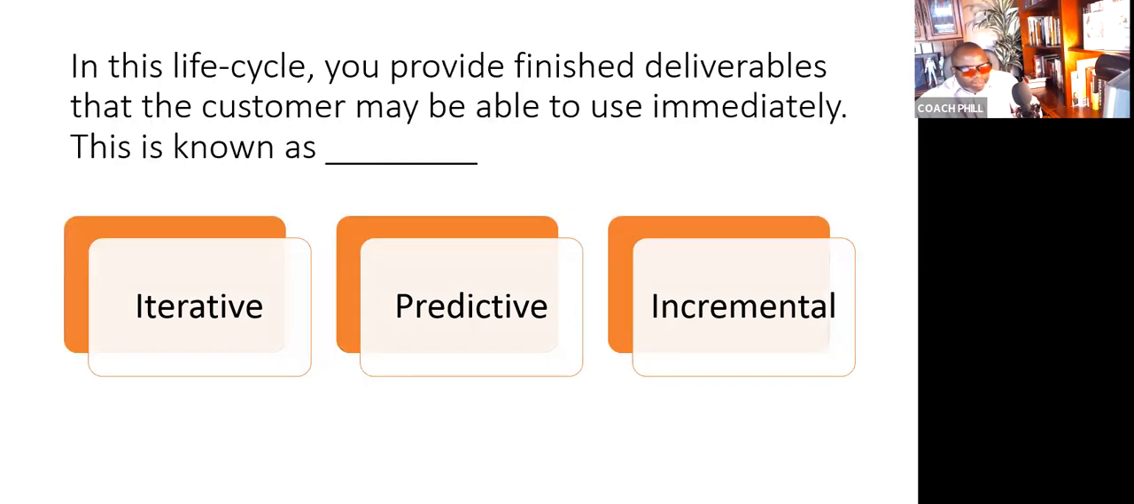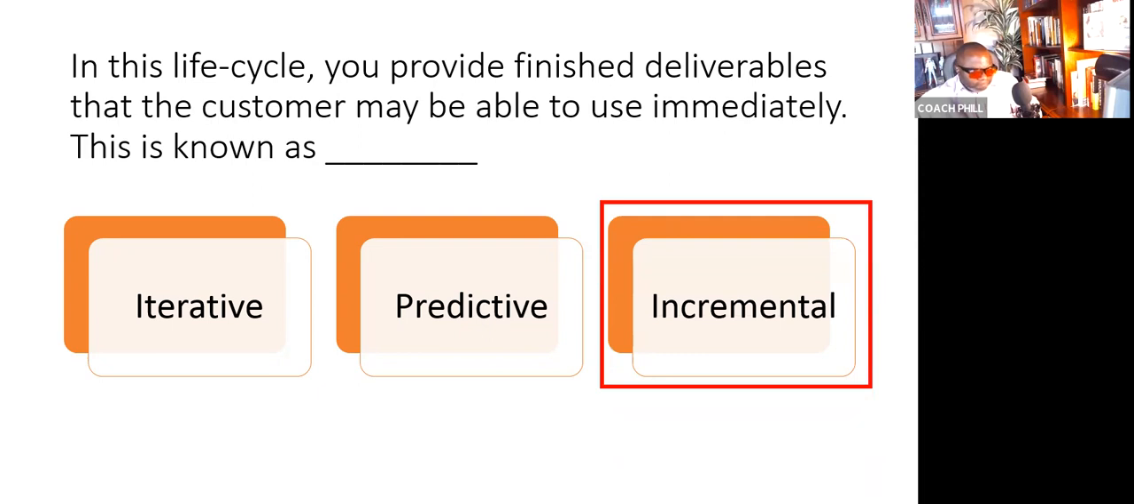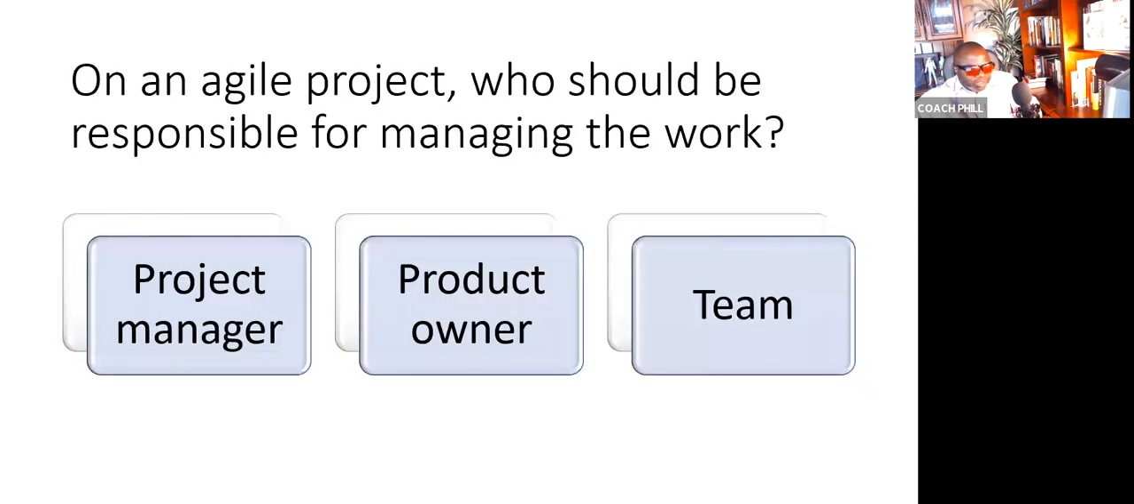Next question. In this life cycle, you provide finished deliverables that the customer may be able to use immediately. This is known as what? The answer? Incremental. You've got to know this stuff in your Agile Practice Guide, my friends. Chapter 3, APG.